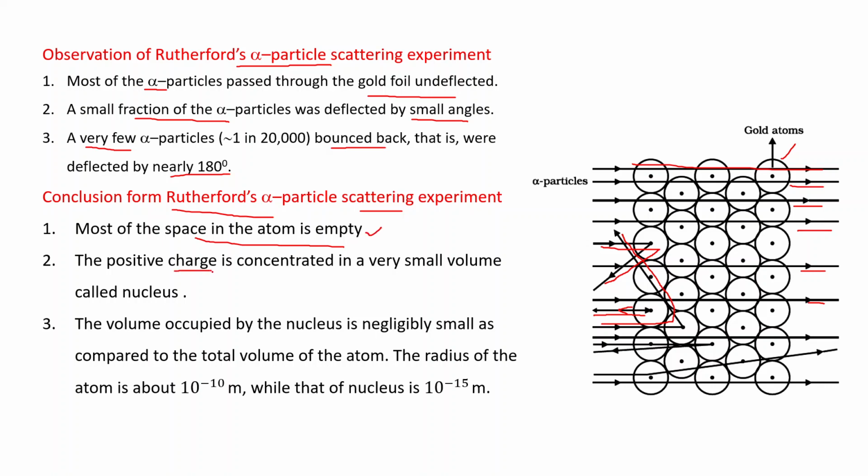The positive charge is concentrated in a very small volume called nucleus. So we can say nucleus was discovered by Rutherford. The volume occupied by the nucleus is negligibly small as compared to the total volume of the atom. If we compare the radius of the atom is about 10 raised to the power minus 10 meter, while that of nucleus is 10 raised to the power minus 15 meter.